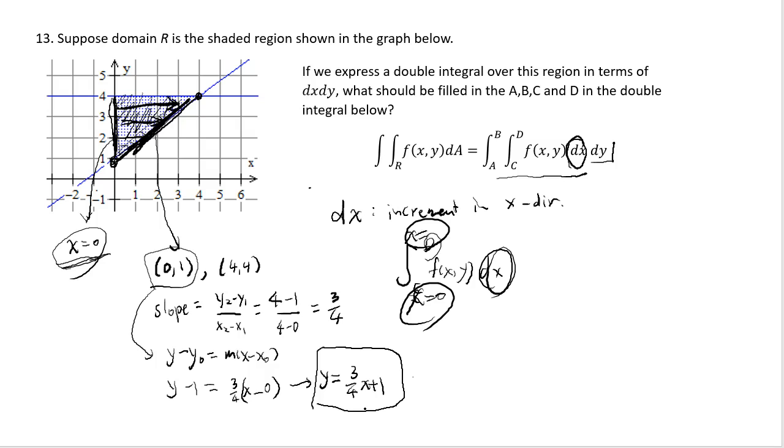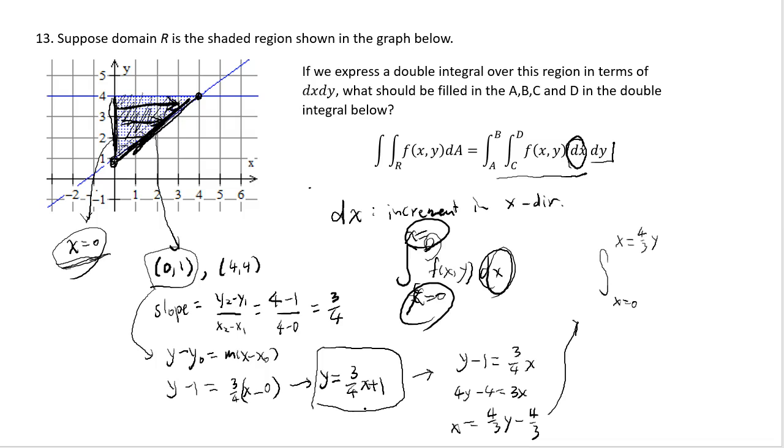So you want to rewrite this as y minus 1 equals 3/4 x, so it's 4y minus 4 equals 3x, and then you divide by 3, and you get x equals 4/3 y minus 4/3. Now we have the equation in the form of x equal to something, and that's what you want to plug in. So now it's the integral from x equal to 0 to x equal to 4/3 y minus 4/3. That's what you're integrating by dx.